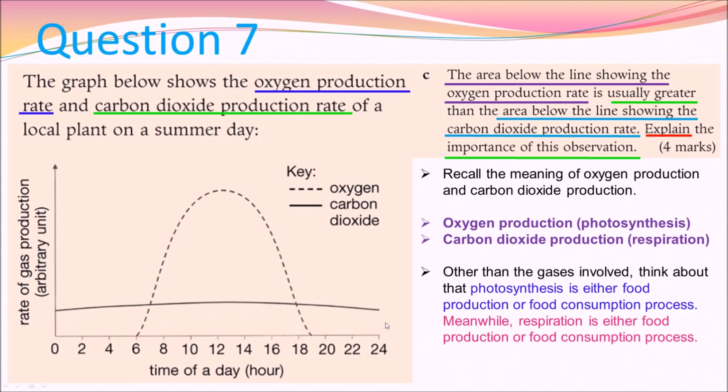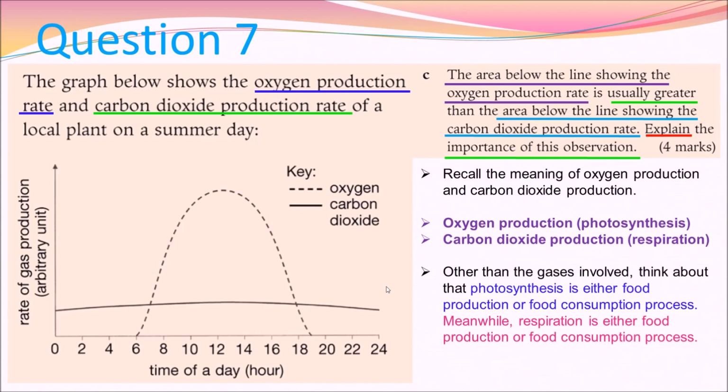So actually what does it mean? You need to recall the meaning of oxygen production and carbon dioxide production first. Oxygen production, as we say, is photosynthesis. Carbon dioxide production, actually you know that is respiration. So that's why it means that the area showing the photosynthesis is usually greater than the area of respiration.